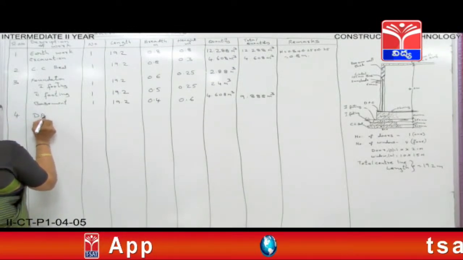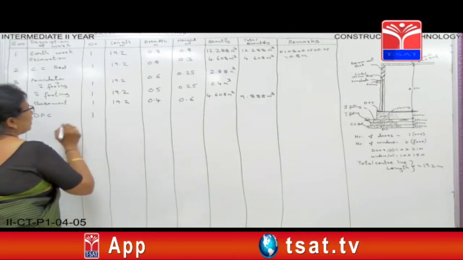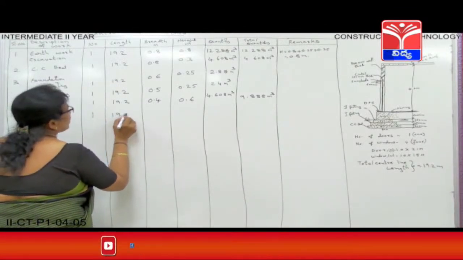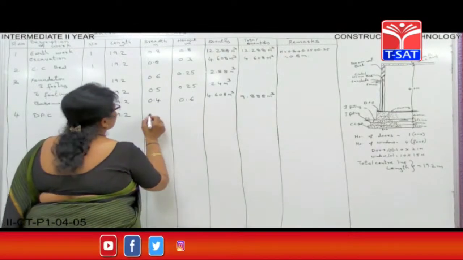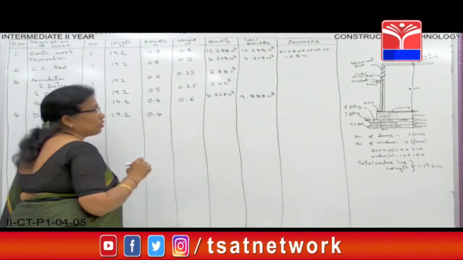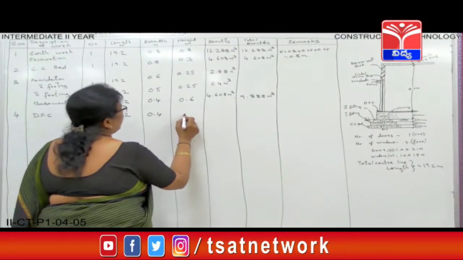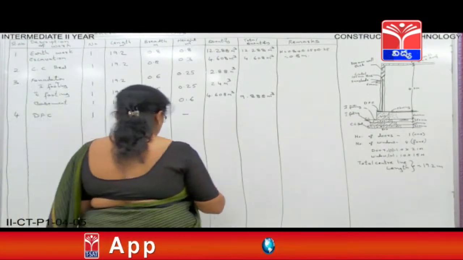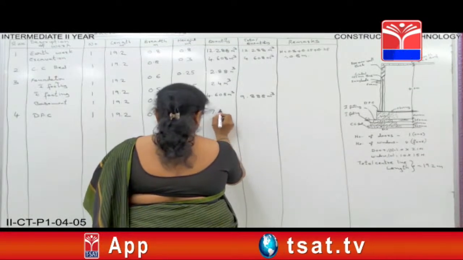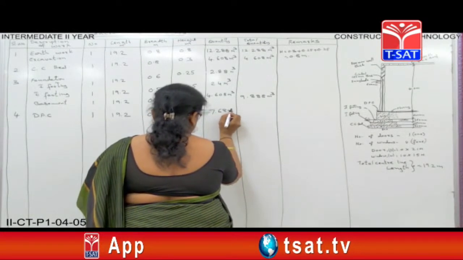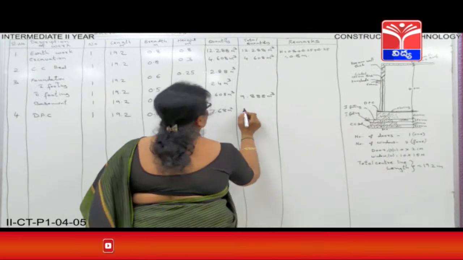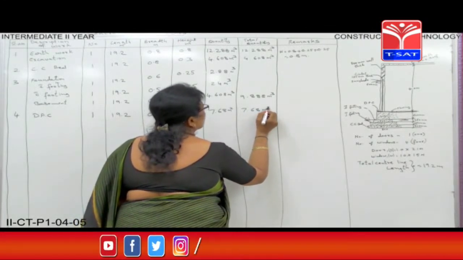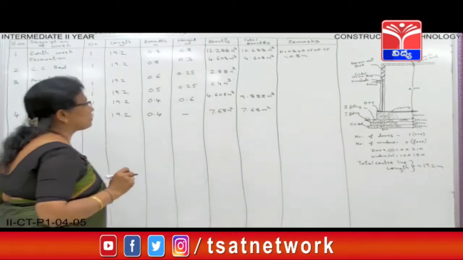Number 4 item, DPC, that is damp proof course. Number is 1 and the length is 19.2. Width is same as basement, 0.4, and height is dash. When you calculate, the quantity is 7.68 square meters, and same thing you have to write here, 7.68 square meters.